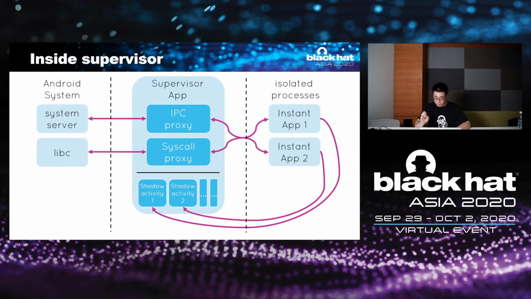There are two important proxies for the isolated process to access system interfaces. The IPC proxy transmits the IPC request from the isolated process to the Android system service. And the syscall proxy transmits the syscall from isolated processes to the supervisor process. Generally, it means isolated processes call libc methods. For example, I want to open a file in my data directory from an isolated process. Because of the isolated user permission, it should be forwarded to the syscall proxy and call the open method as the supervisor app.